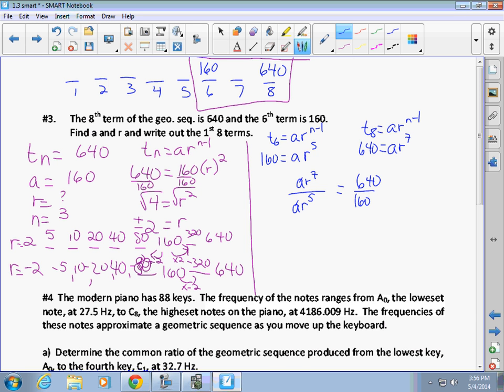So a and a will cancel. r to the 7 divided by r to the 5 is r squared. 640 divided by 160 is 4. So I'm at the same spot as here. So r is equal to plus or minus 2. So the ratio way will work. You just have to watch your math when you're doing that and remember to cancel out. And you'll get your ratio that way. So either way is fine.